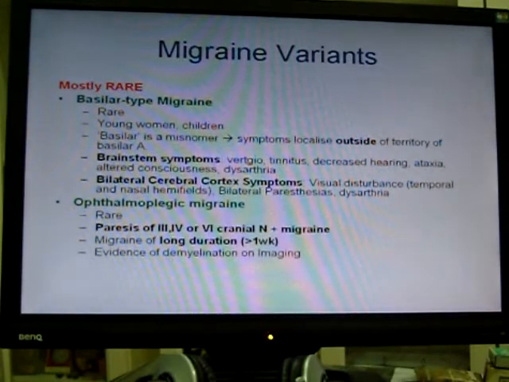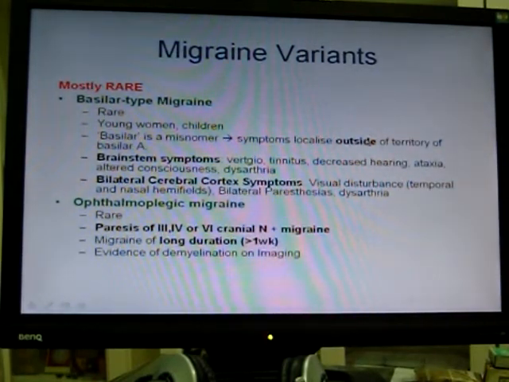Bilateral paresthesias also are reflective of bilateral cerebral cortex involvement. Something small: basilar is actually a misnomer because symptoms localize outside of the territory of the basilar artery. Bilateral paresthesias will be one example. I don't think the basilar artery supplies the parietal lobe.